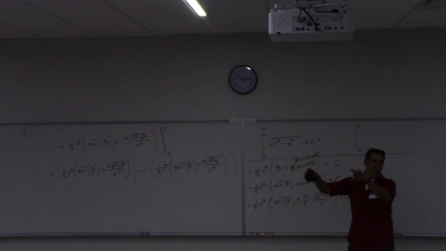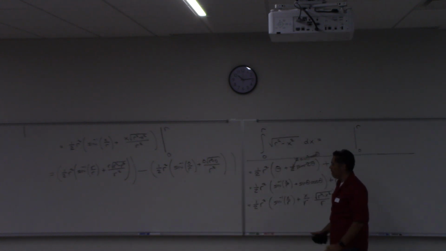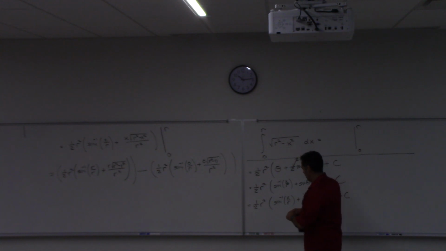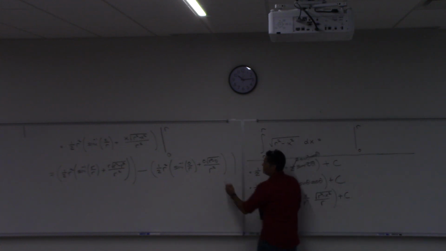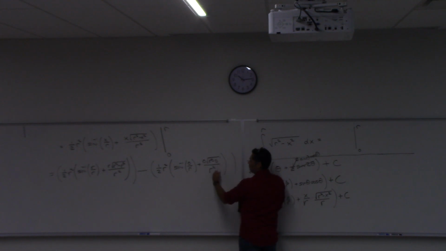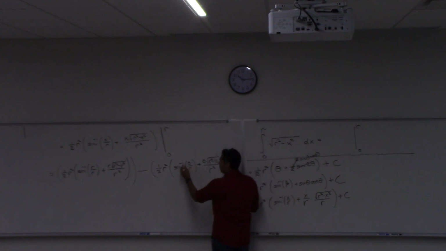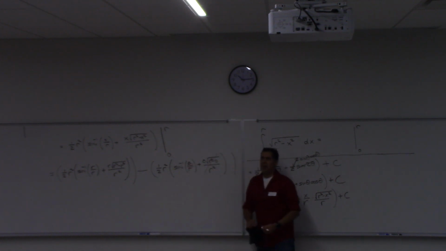I just want to show you everything getting plugged in. Lots of good things happen here. What is this? 0 times, who cares, right? 0 on top, r squared on the bottom, gone. This is a 0. What is inverse sine of 0?